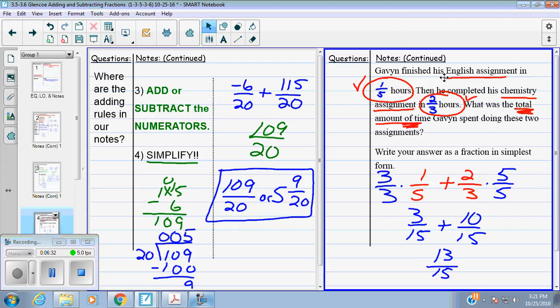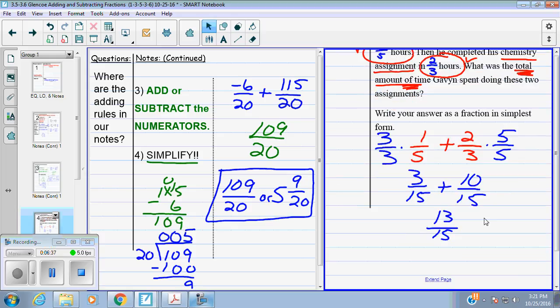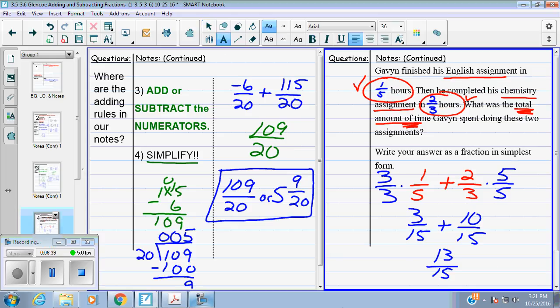So, this question, we should probably end with a worded sentence. And we just want to restate what the question says. So, the total time for assignments was 13/15 hours. That's the answer.